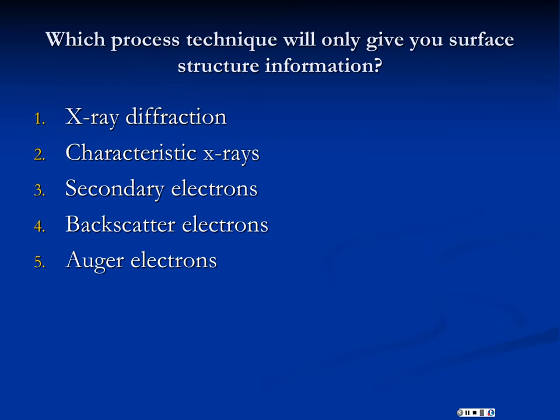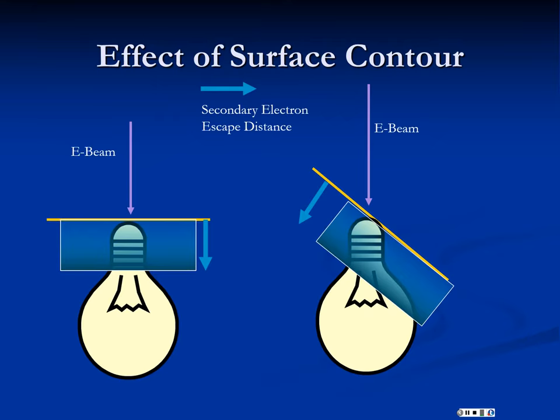Okay, so which of these only gives you surface structure information? Pause the recording. Okay, and the answer would be secondary electrons, right? Only give you surface structure. Backscatters also give you composition. These are composition: characteristic X-rays, Auger's composition, and X-ray diffraction is crystal structure, not surface structure. All right.